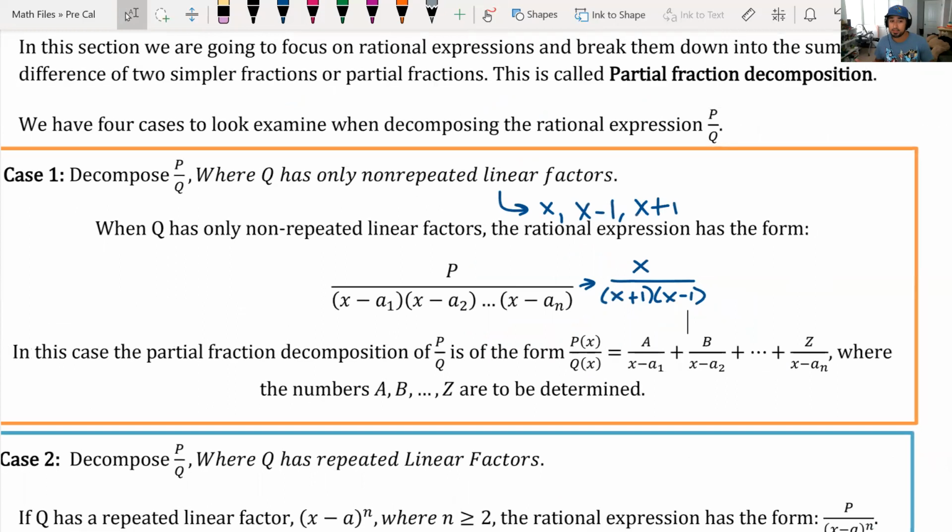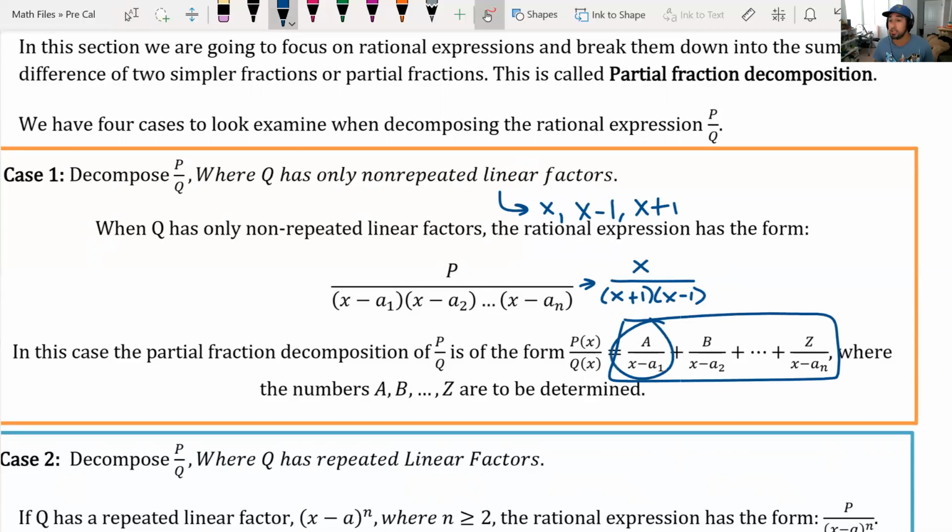If this is the case for this type of partial fraction, then the breakdown, the decomposition, is going to be seen as A over the first linear factor plus B over the second linear factor plus C over the third, D over the fourth, Z over the 24th, right? 24 letters in the alphabet, or 26? I don't know. You get it. I think 26, right?